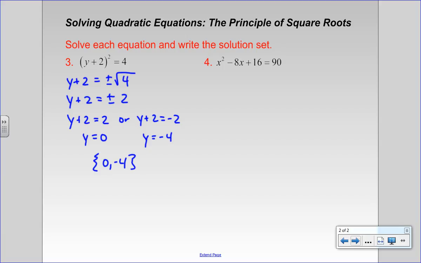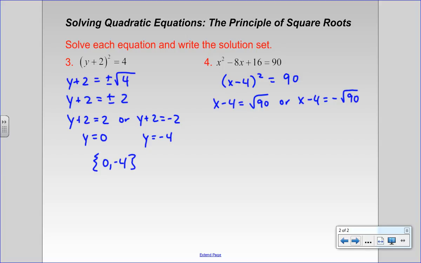Finally, example number 4, we have x squared minus 8x plus 16 equals 90. It's important to note that that trinomial on the left-hand side is a perfect square trinomial, and if we notice that, we can apply the principle of square roots easily in order to solve this quadratic equation. So first we will factor that trinomial as x minus 4 squared. Then we can apply the principle of square roots to say that x minus 4 equals the square root of 90, or x minus 4 equals the opposite of the square root of 90.